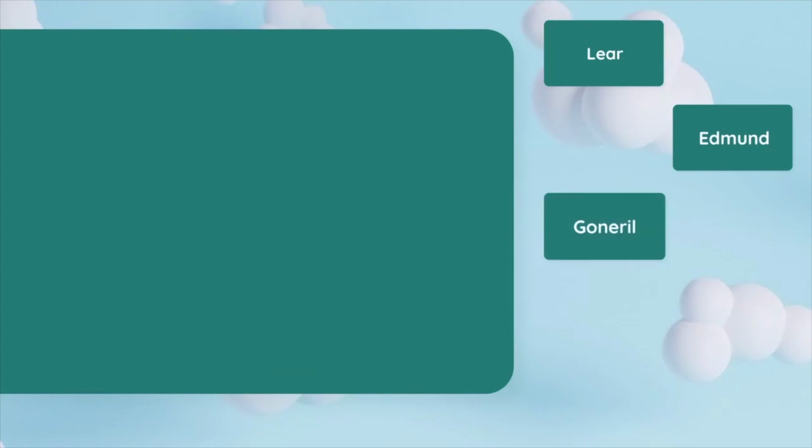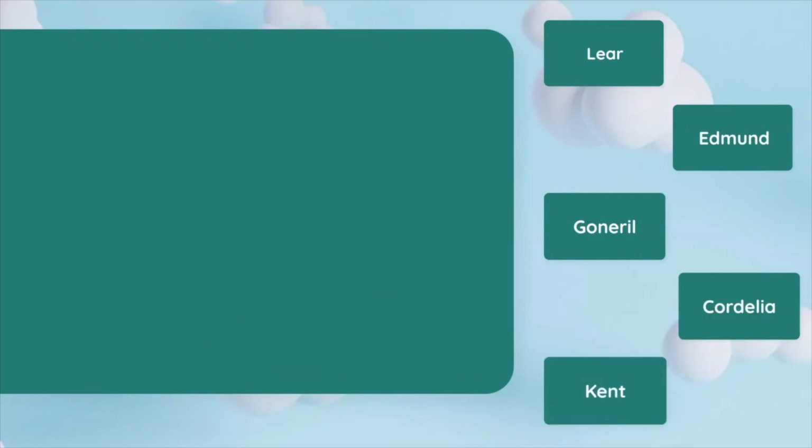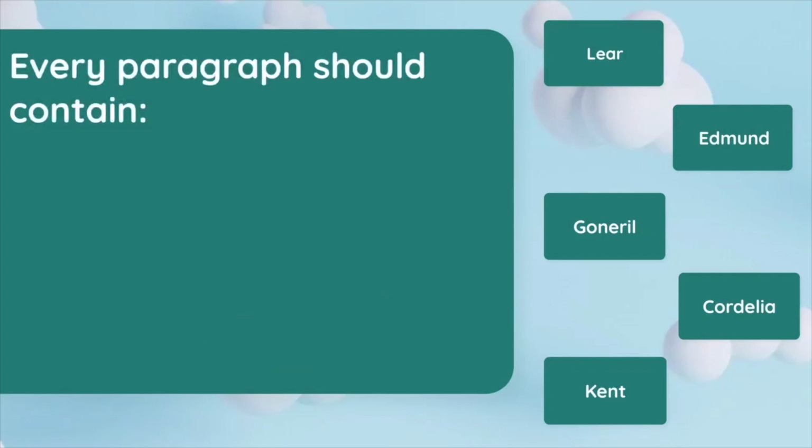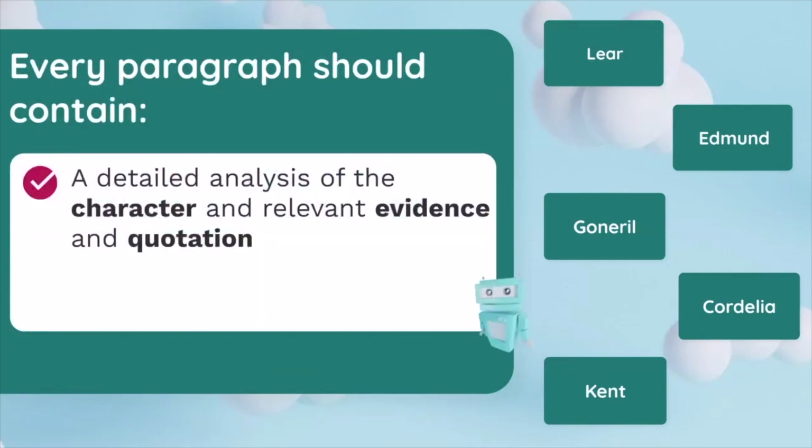So the main body of the essay then is where we're going to break down all of these characters, and our first 3 paragraphs are the 3 evil or villainous characters, probably the ones people really like talking about, and the final 2 are the good characters, Cordelia and Kent. Now, in every paragraph, it should contain a detailed analysis of that character. So make sure that if we're on the paragraph about Lear, there's lots of analysis about the kind of character that he is. If we're saying he's one of the villainous ones, we need to say he's villainous, and then we need to make sure we provide evidence and quotation.